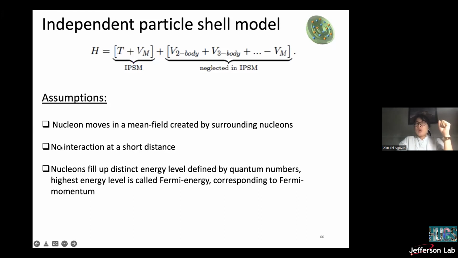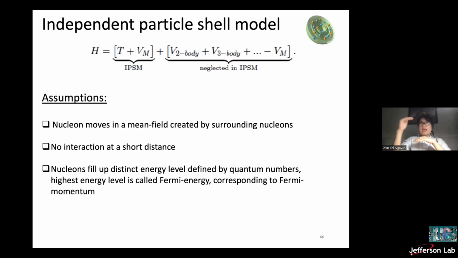The second important assumption is that there is no interaction at short distance. So when you go to short distance, there is no interaction, it's just free. And the important feature of the independent particle shell model is that nucleons fill up separated energy levels. These energy levels can be defined by quantum numbers. You fill up level by level, and the highest level we call the Fermi energy level.